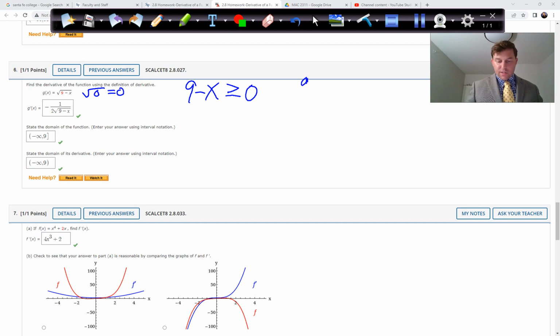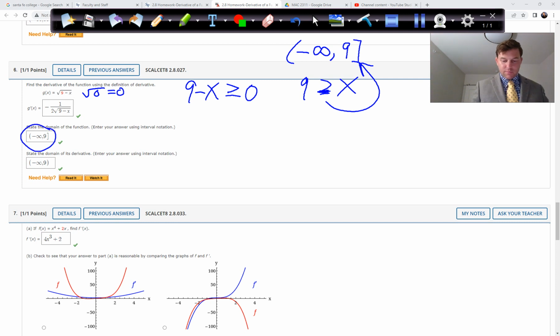And all we have to do is add x to both sides, and we get x must be smaller than or equal to 9. The way you would write that is x can be anything smaller than 9, all the way to negative infinity, and it can go up to 9 and bracket it because it can equal 9. So this equal sign turns out to be a bracket. So that's what I have there.